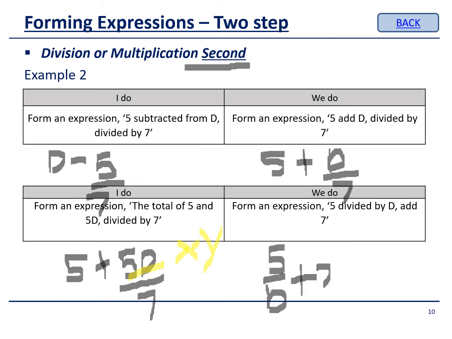So, a bit of a sneaky one here. It's asking us to do 5 divided by d first, and then add 7. So well done if you followed, read carefully, and completed that two-step expression.